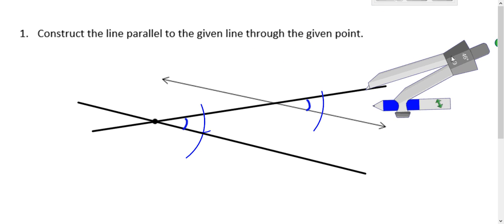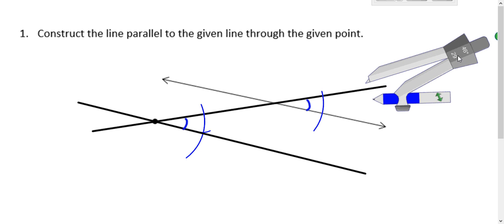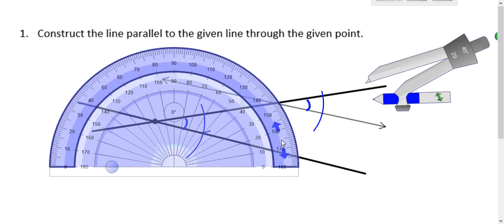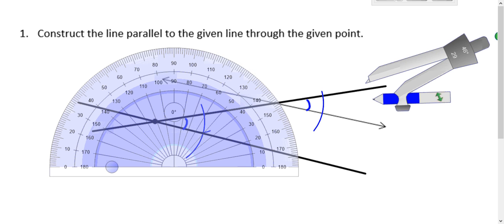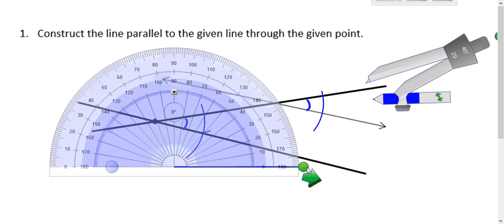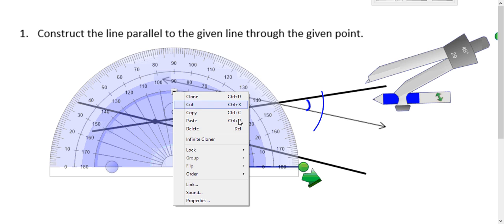The important thing is that there are more than just this one way of doing this construction. The important thing about constructions is that you cannot use a protractor. Protractors are not allowed for constructions. There's at least 3 ways that you can use your compass to do it. Make sure that you are not using a protractor.